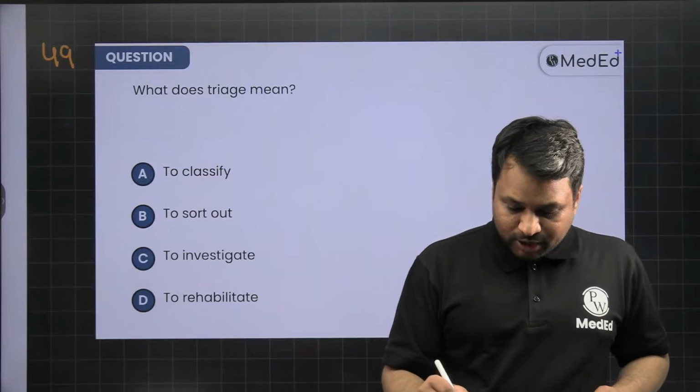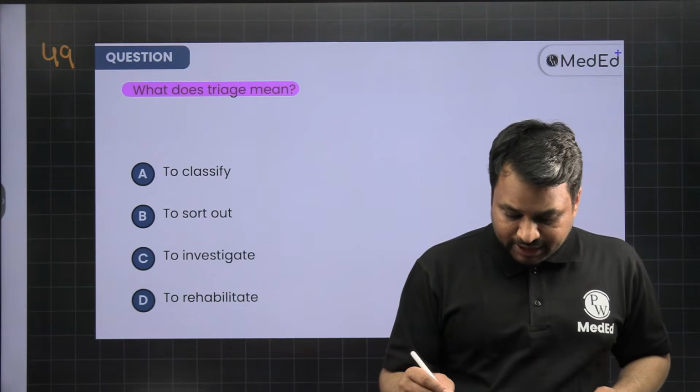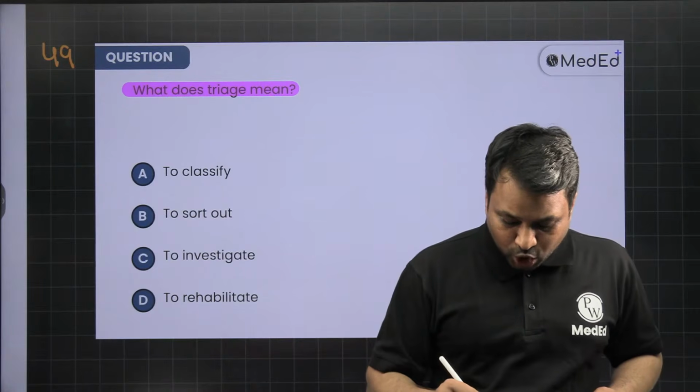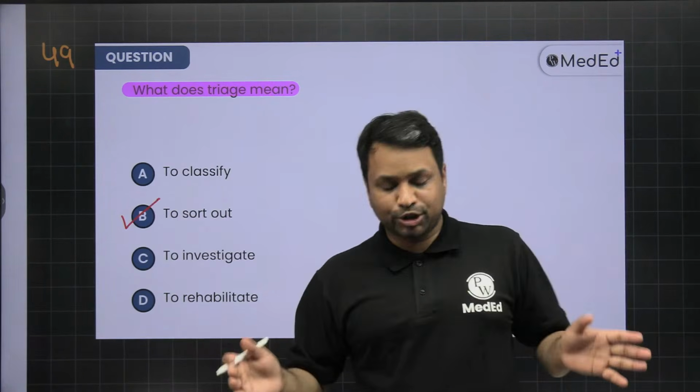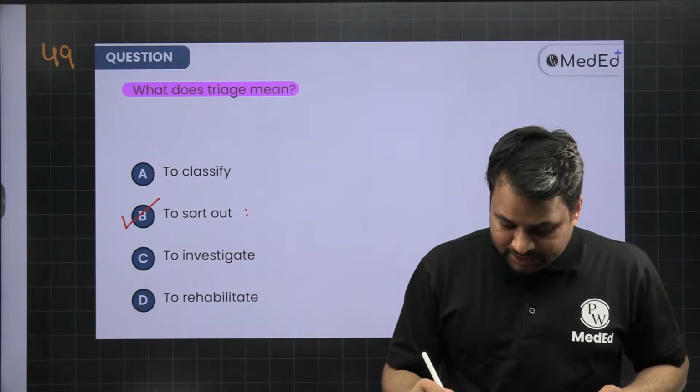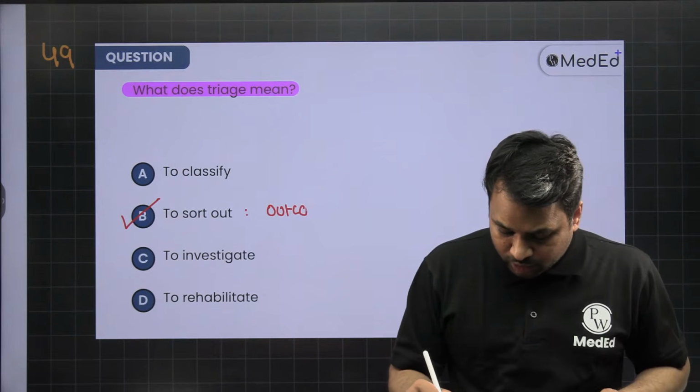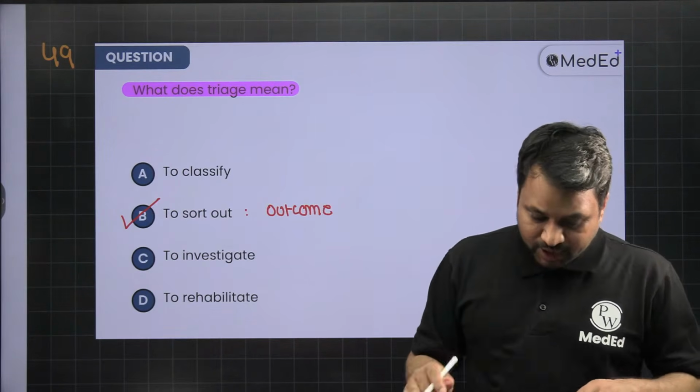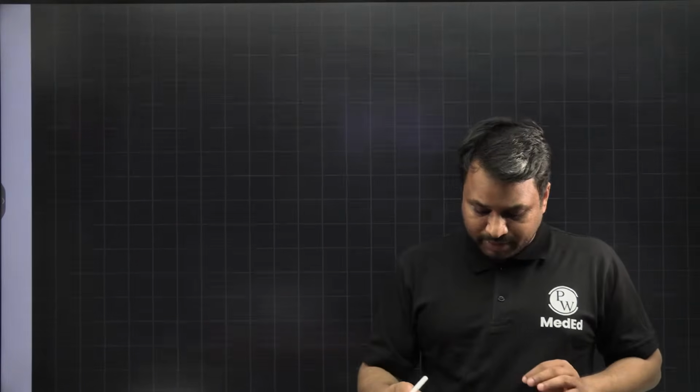Question number 49, what does triage mean? We have asked you again and again. Triage basically means to sort things out. It is to distribute, and this is done on the basis of outcome, not on the basis of severity. So 49 is going to be B for Bombay.